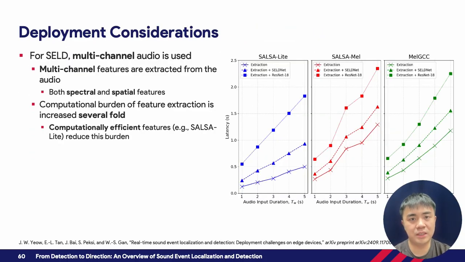Now, it's important to remember that it's not just about the model architecture. The entire pipeline contributes to the computational cost. The feature extraction stage, in particular, can be a major bottleneck. For every additional channel of audio, the cost of computing the spectrogram increases. On top of that, SELD requires us to extract both spectral and spatial features, which can double the workload. So this is where using computationally efficient features, like the SALSA-Lite set that we discussed earlier, becomes crucial.